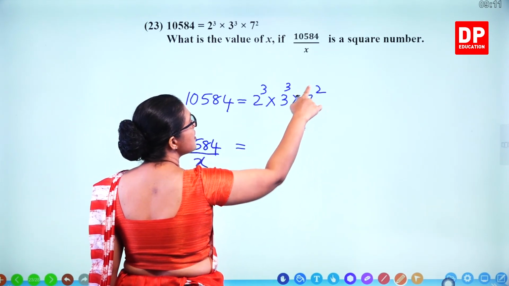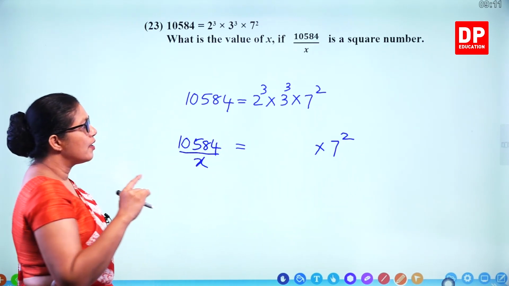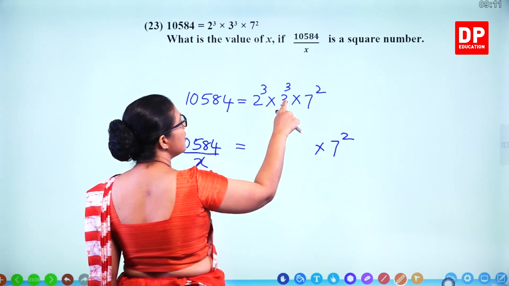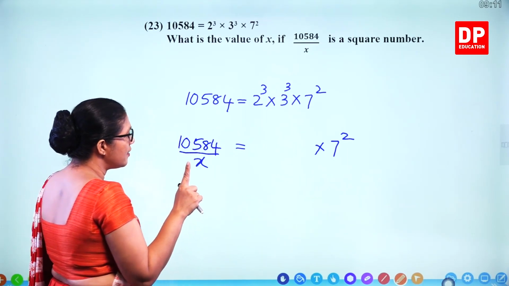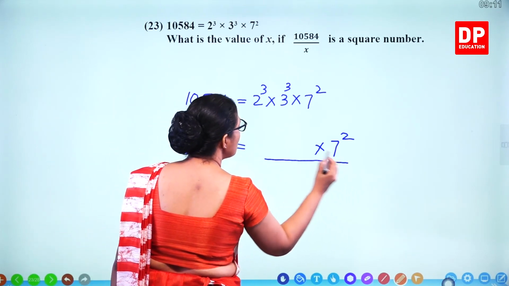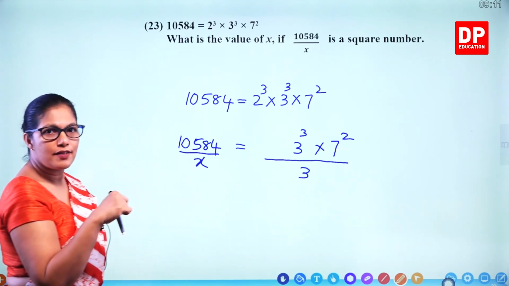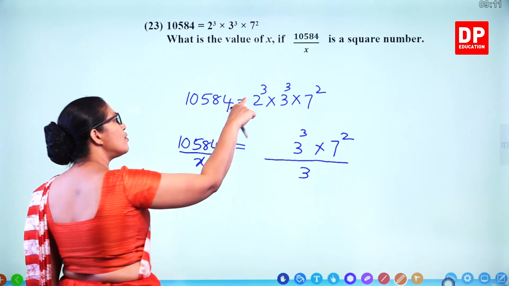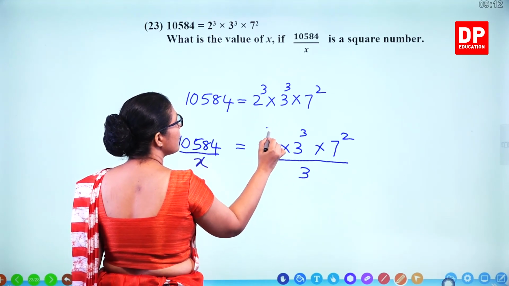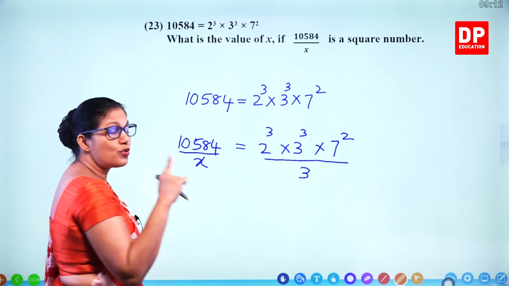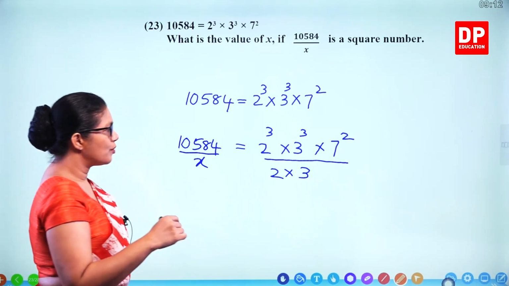Now 7 squared is okay. So that's a square term. So this one you need 3 squared. To get 3 squared, you have to divide this by 3. Then you get 3 squared. Now to get a square term, this should be 2 squared. So that means to get 2 to the power 2, you need to divide this by 2.